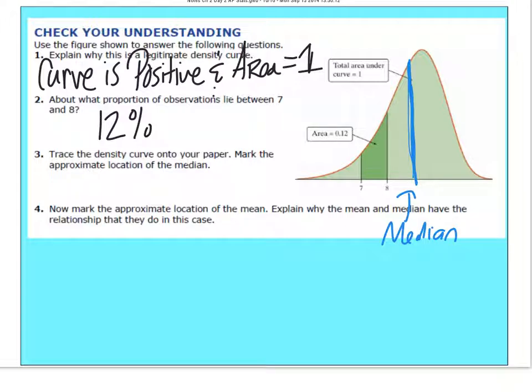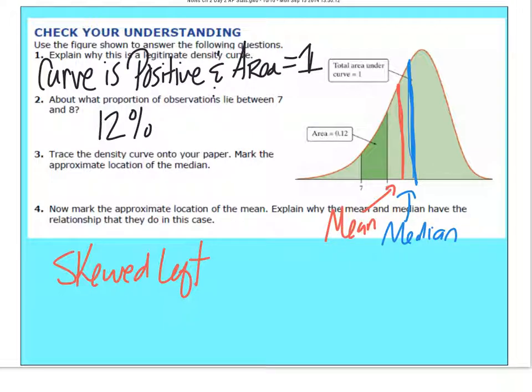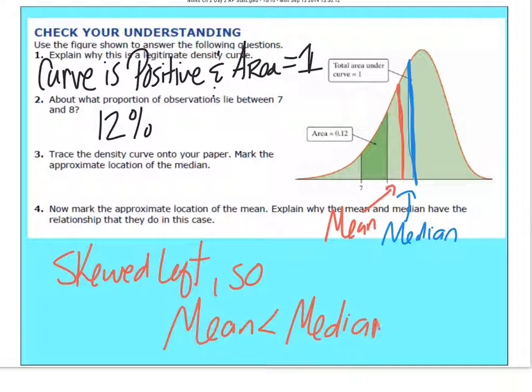Number 4 wants to know, mark the mean. Now, look at this observation here of the distribution. This is skewed left. So do you remember in a skewed left situation, what do we know about the mean and the median relationship? In this case, the mean has to be lower than the median. So the mean would be somewhere to the left of that. Again, it is skewed left, so we know the mean in this case has to be less than the median, and we could estimate in our drawing where we think the mean would fall.